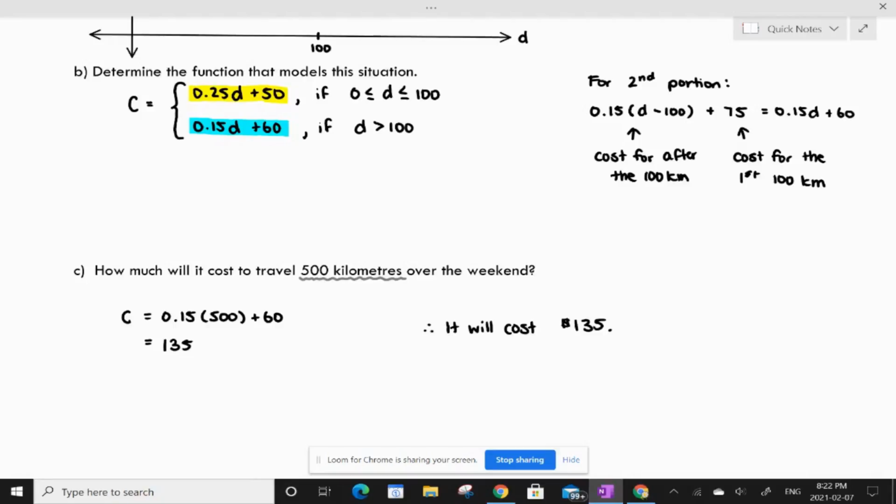So we've done some examples in terms of piecewise functions. It is something that is very new, and I do recommend to practice. So practice graphing as well as practice creating the equations of piecewise functions.